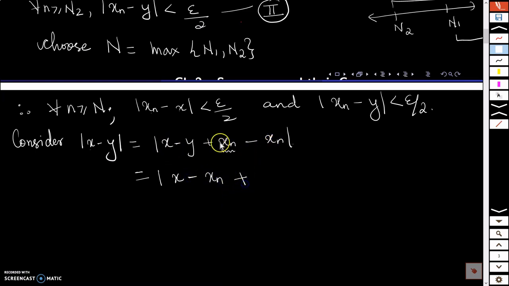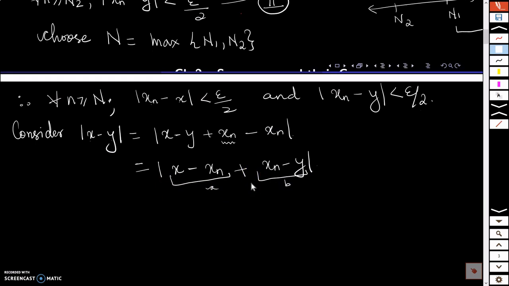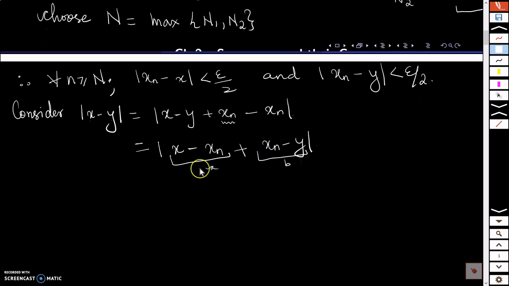Okay, and then I will put this xn and then minus y here. See if that's okay. So I've only rearranged the terms here. It's the same. Now I will take this, x minus xn, as my a, plus I will take this as my b. And I have an expression of the form modulus of a plus b. Now triangle inequality will come to help.